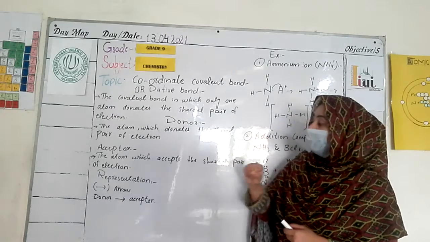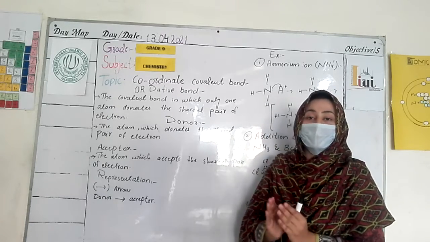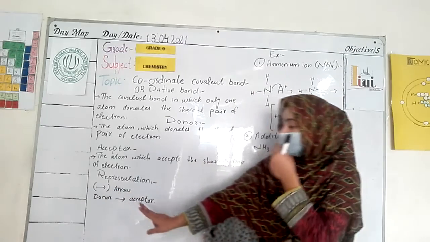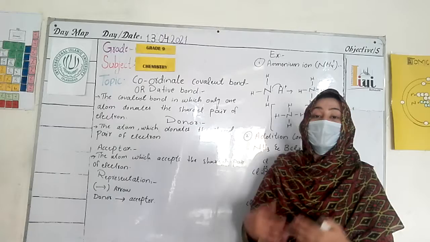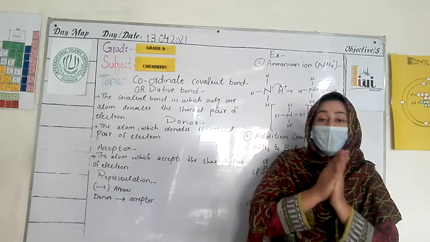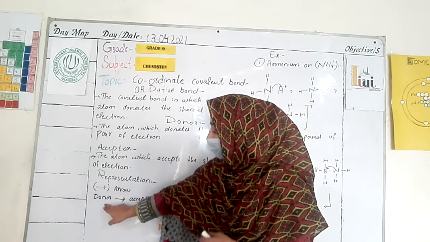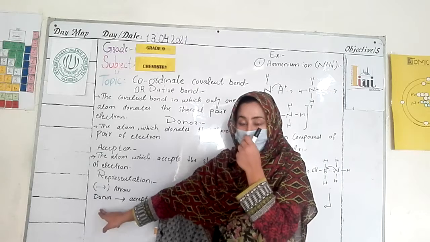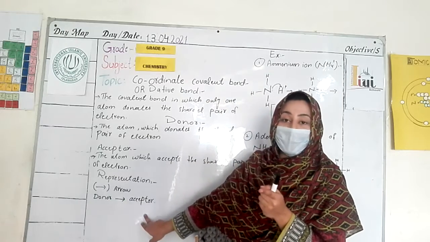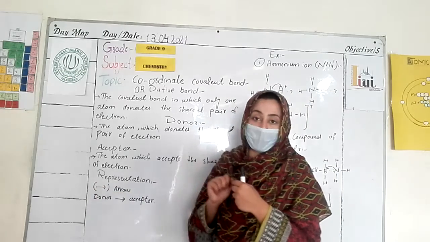The coordinate covalent bond is represented by this arrow. And what does this arrow mean? It shows us that electrons move from the donor to the acceptor. That is, I write here that electrons are moved from the donor toward the acceptor, and that is shown by this type of arrow.